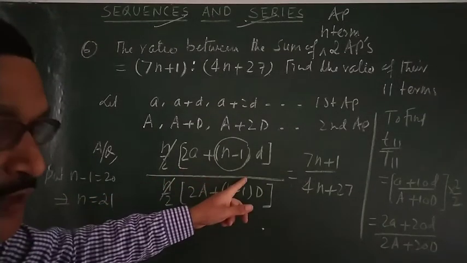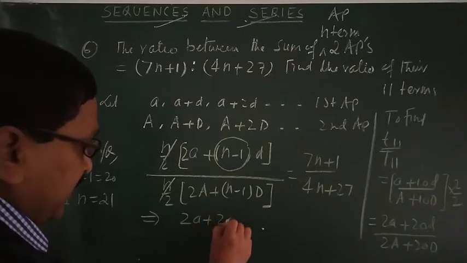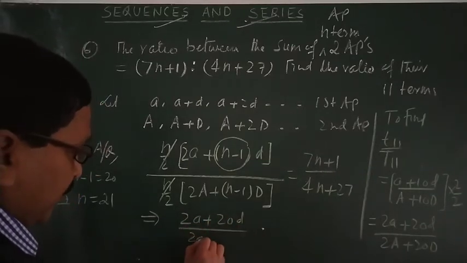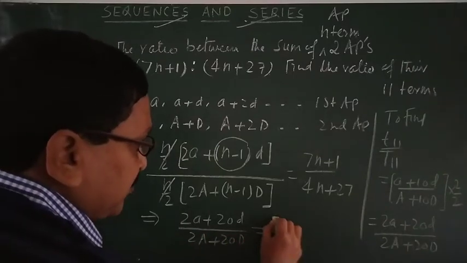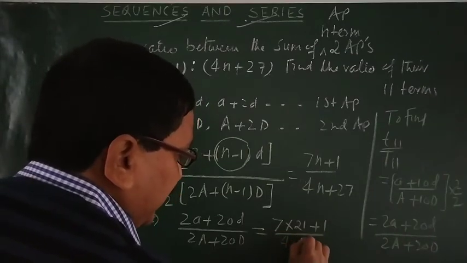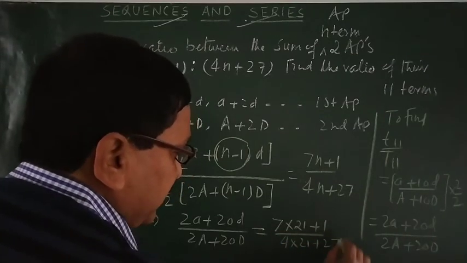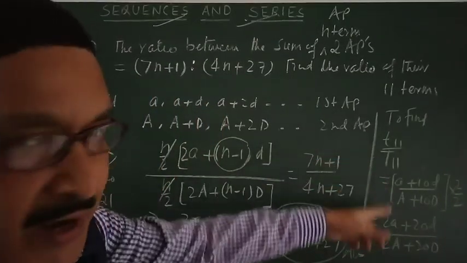Put n is equal to 21 in this. We are left with (2a plus 20d) by (2 capital A plus 20 capital D) is equal to 7 into 21 plus 1 by 4 into 21 plus 27, and this will be your answer. Because we have to find out this.